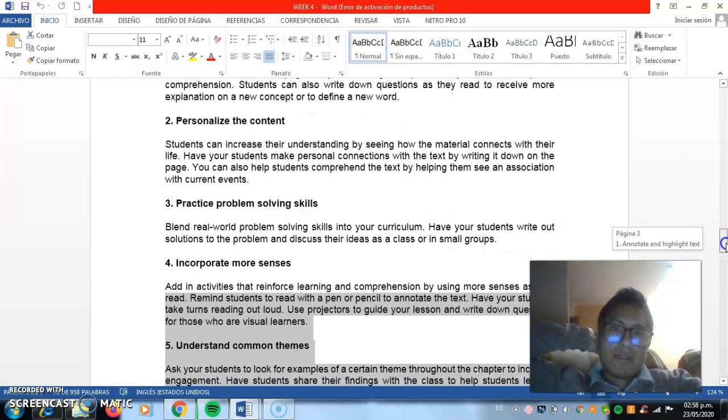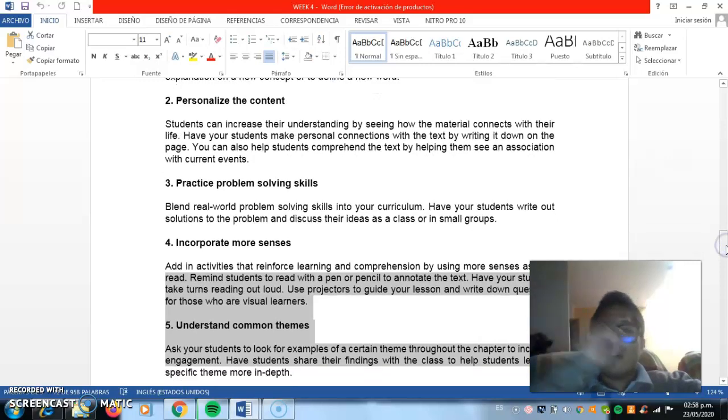Practice problem solving skills. Yes, of course. Most of the time when we read something, try to think about this: what can I do if I were the main character here? Or how can I connect this reading text with my daily life, or my society in Tacna, my experience as a student, as a student of university.